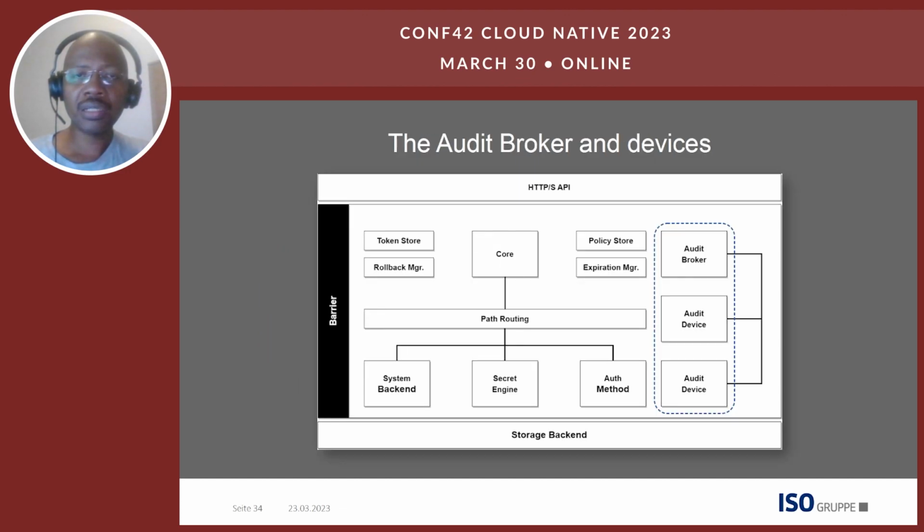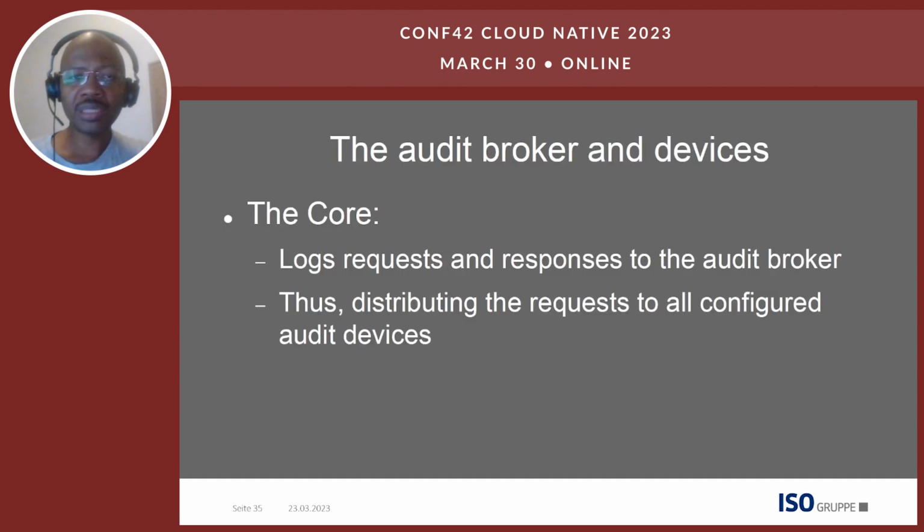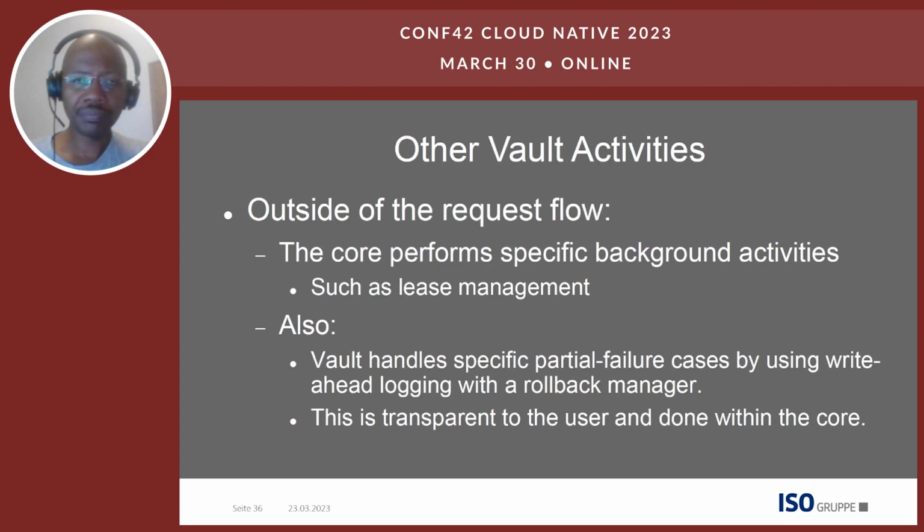Let's see now the audit broker and the audit devices. We talk about them in relationship with the core because the core will log the request and response to the audit broker, and thus they will be distributed to the various configured audit devices. In terms of other Vault activities, outside of the request flow that we have seen, the core performs specific background activities such as lease management, but it also handles specific partial failure cases by using write-ahead logging with a rollback manager. But this is something completely transparent to the user. It's done within the core.